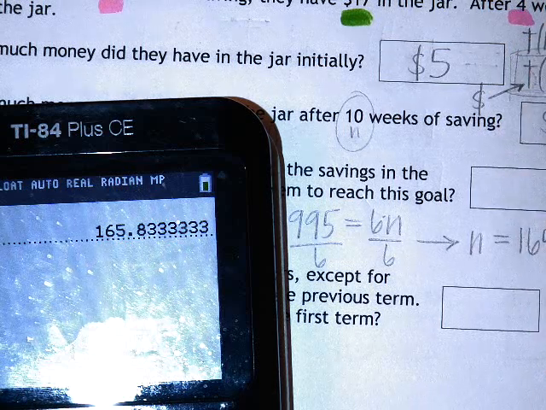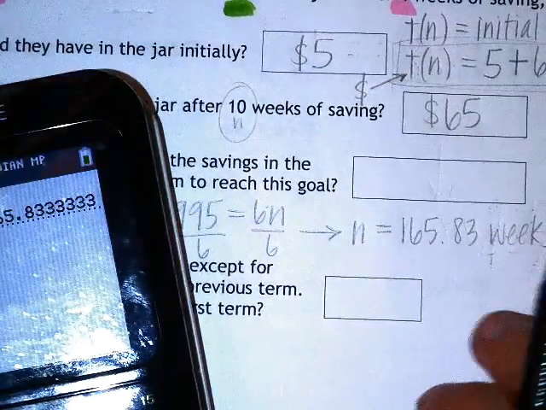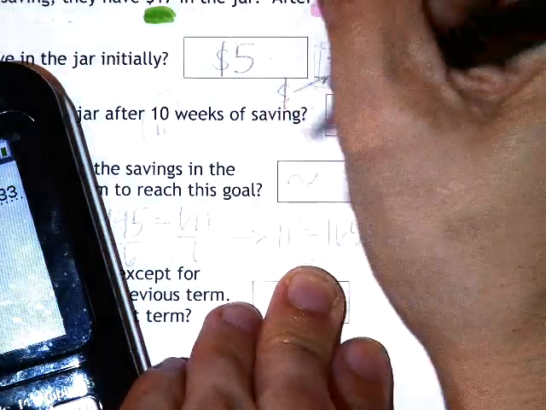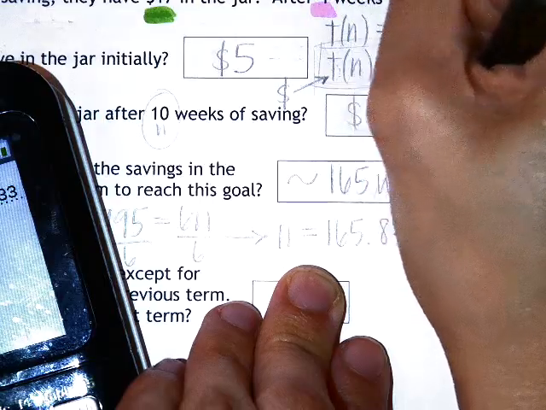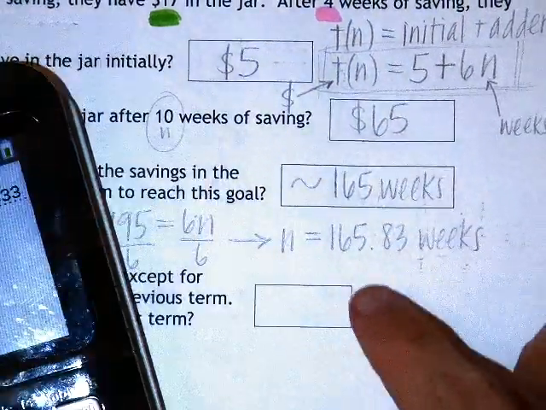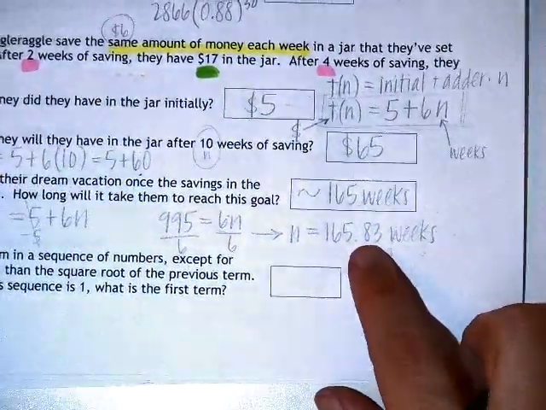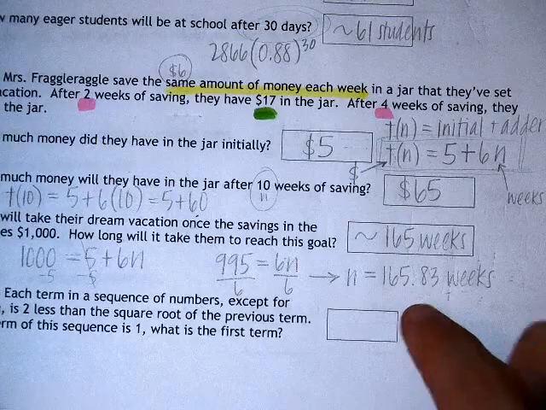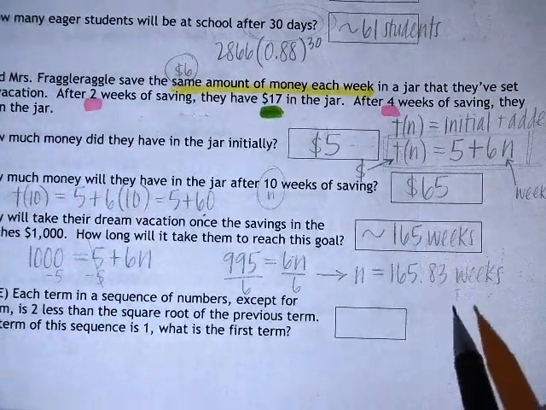Now, this is a number of weeks, so if you think about it logically, 165.83 weeks is possible, but nobody really measures weeks with decimals. So you could say, just to be reasonable, that it takes approximately 165 weeks. Some people would argue that it's 166 weeks. They would argue that you should be rounding up. You can decide whatever you want to put. You could put exactly 165.83. You could put approximately 165 or approximately 166.